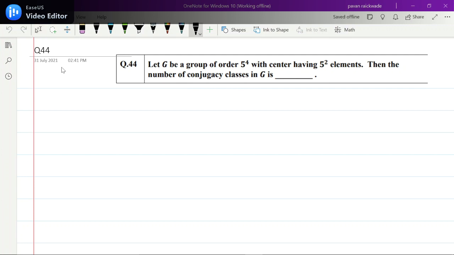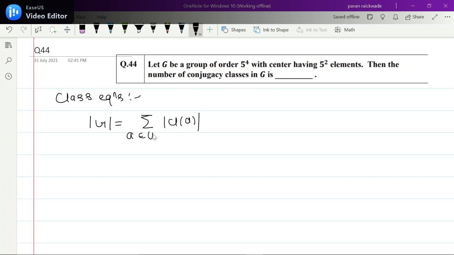Question number 44 says: let G be a group of order 5 raised to 4 with center having 5 square elements, and find the number of conjugacy classes in G. So we have to find the number of conjugacy classes with the given help. We'll use the class equation theorem here. Class equation.